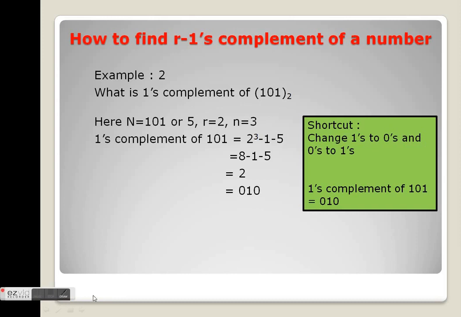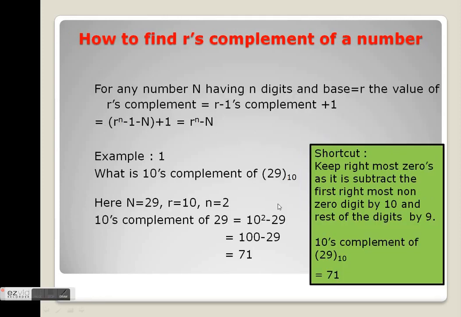Students, we can also find out the 1's complement by using a shortcut. The shortcut to find the ones complement is very easy. In this case, you will change the ones to zeros and zeros to ones. So the ones complement of 101 is 010.